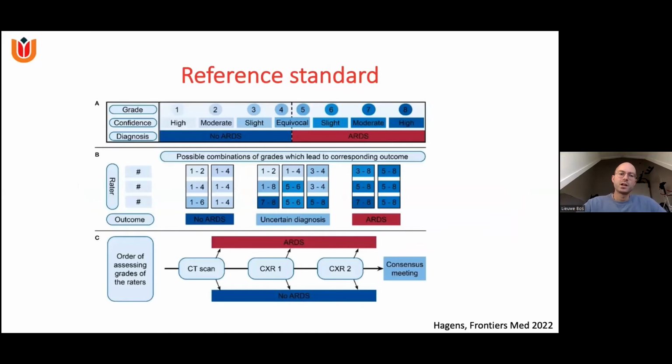Furthermore, we spent a bit more time on getting a better reference standard for ARDS diagnosis. I mentioned previously in the introduction that this diagnosis is sometimes subjective. Therefore, we took 3 raters, each of whom scored the presence or absence of ARDS on an 8-point scale. And then we classified patients as certainly having ARDS, certainly no ARDS, or an uncertain diagnosis. When patients had an uncertain diagnosis, they were carried forward into a consensus meeting to allow for as optimal a reference standard as possible, given the clinical definition.